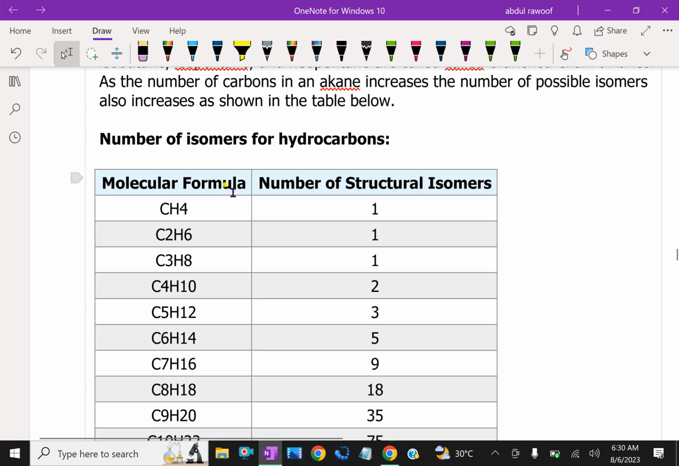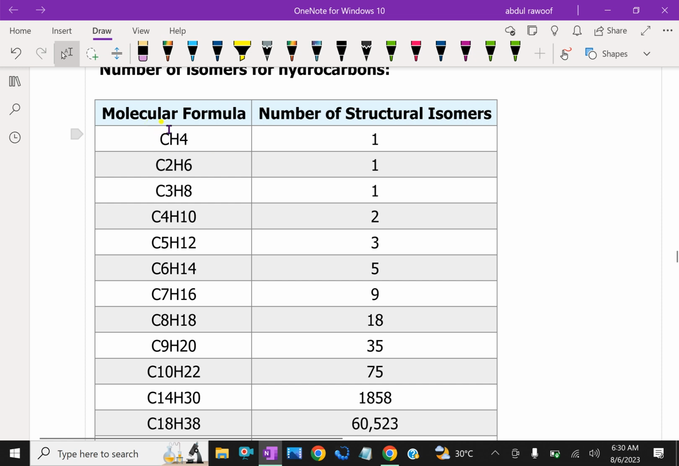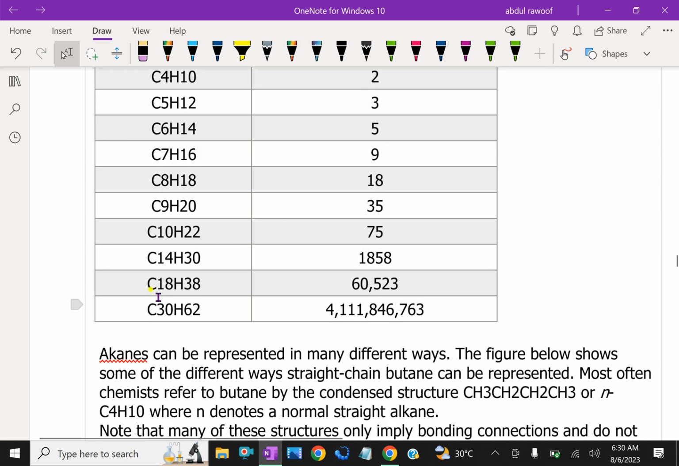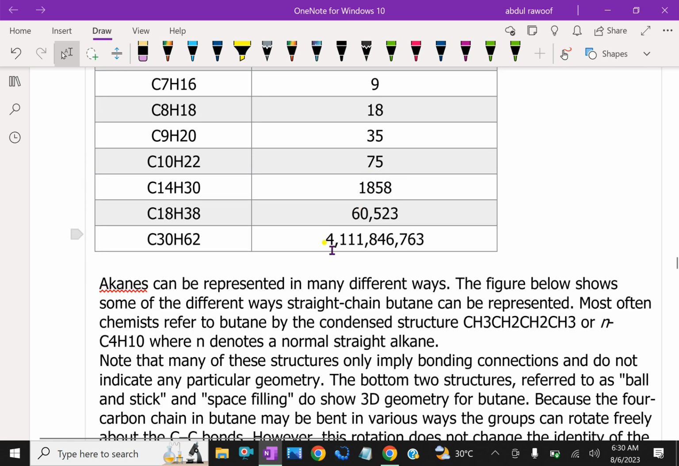Look at this table, the number of isomers for some hydrocarbons. CH4, methane, has only 1 structural formula because there is no other way we can write it. C2H6 is also 1, C3H8 is 1. Now C4H10 has 2 isomers, C5H12 has 3 isomers, and it goes on. It is hard to believe, but C18H38 has 60,523 structural isomers.